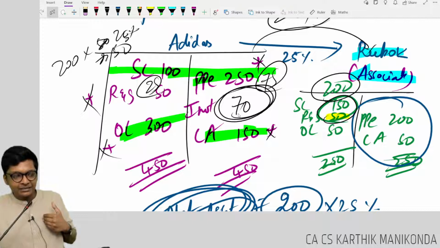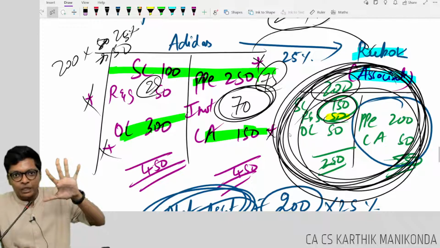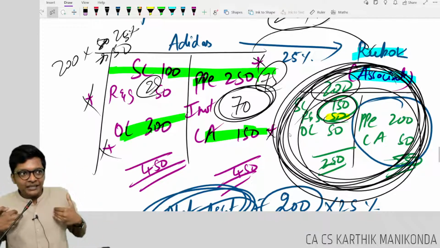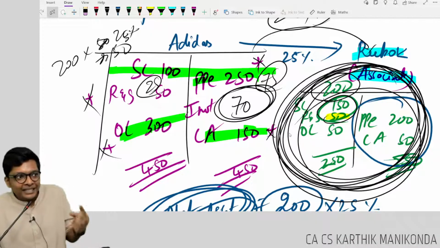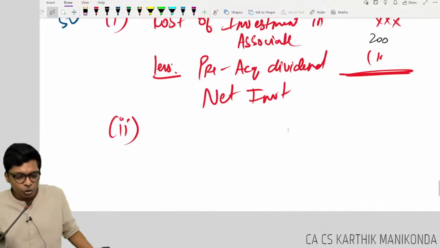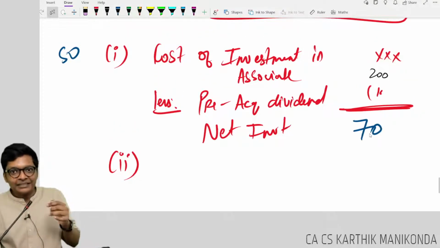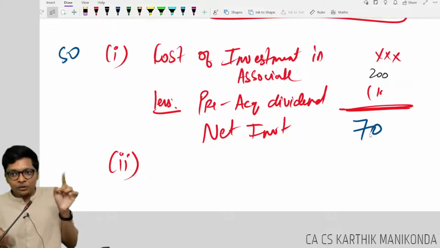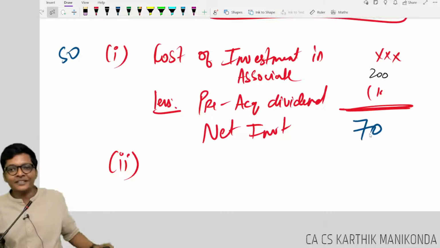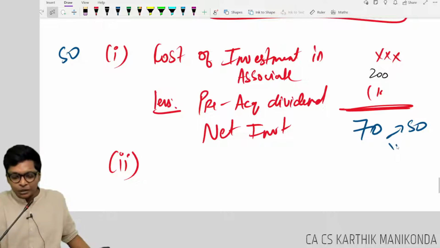20. That means for net assets worth 50, you paid 70. So my investment is worth 70, but that 70 breaks up into 50 assets and 20 goodwill. If my investment here comes as 70, the standard says don't show 70. Show the breakup to the shareholders that, out of the 70 that I paid, only 50 is for net assets and 20 is for goodwill. That means I have to compute goodwill.